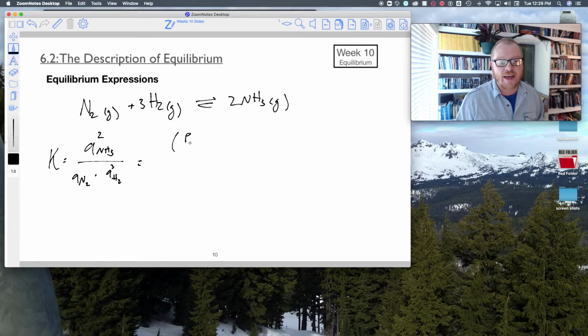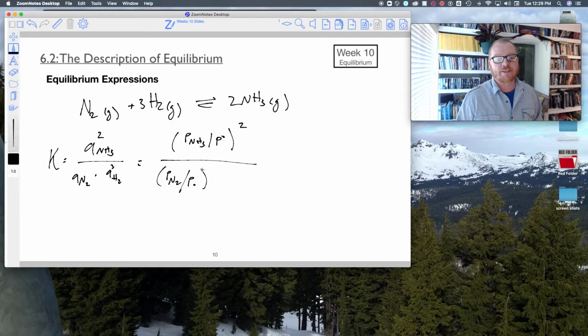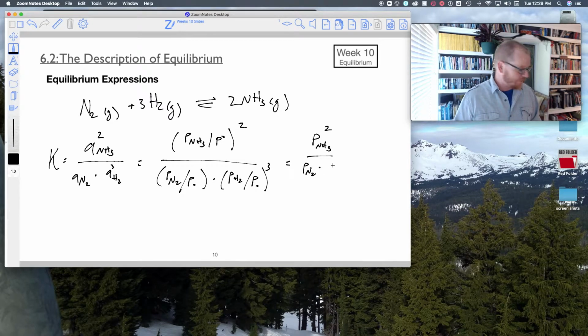And if I want to be really, really correct and precise on this, then I can write it as the following. I can say that's the partial pressure of ammonia divided by standard pressure, all squared, divided by the partial pressure of nitrogen divided by the standard pressure, times the partial pressure of hydrogen divided by the standard pressure, all cubed. And when I do that, that's how I arrive at your good old-fashioned Gen Chem equilibrium expression that you would have just said is based off of the partial pressures, okay?